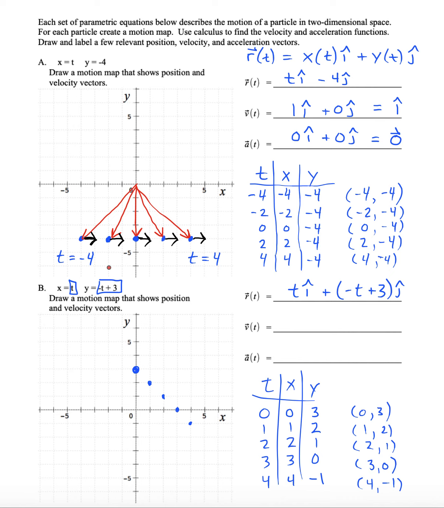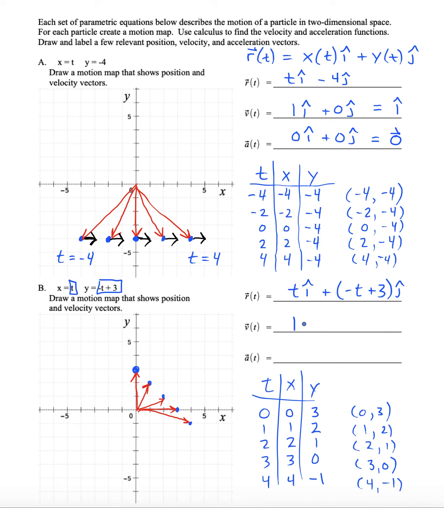All right. If we draw our position vectors, we'll get this. And it keeps going, of course. Now we'd like to draw the velocity vectors too. So let's take the time derivative of the position.